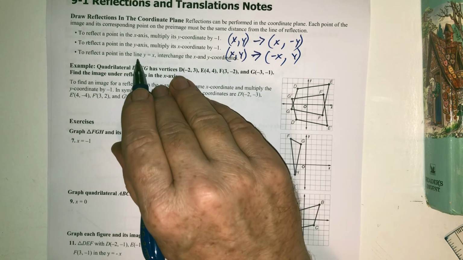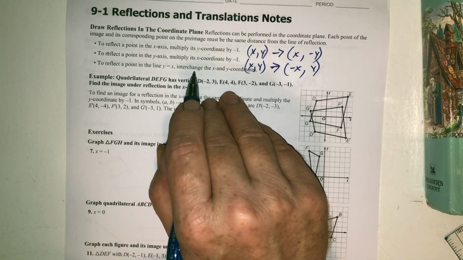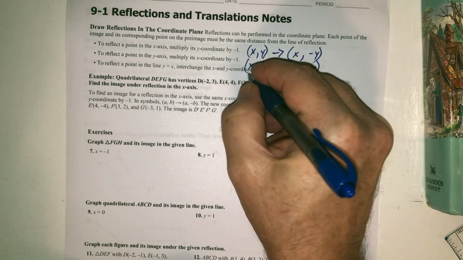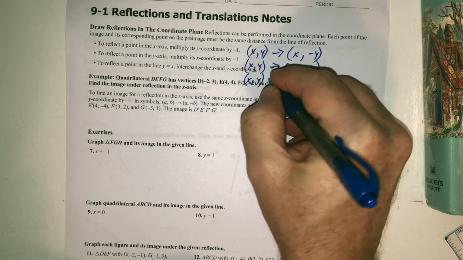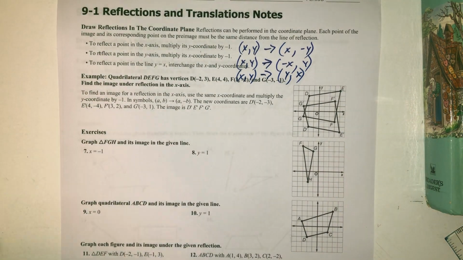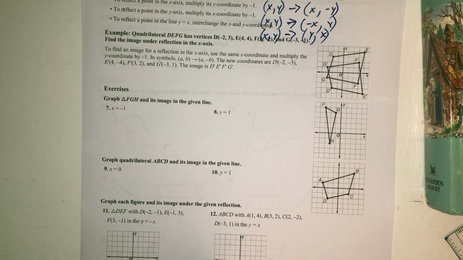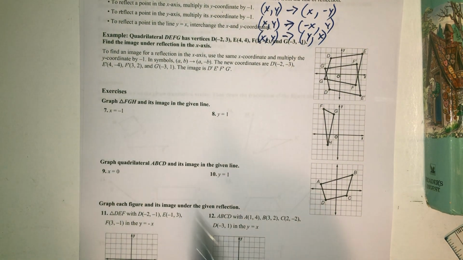And now the rule for reflecting a point about the line y equals x is to interchange the x and y coordinates. So the algebraic rule would be (x, y) changes to (y, x). All right, and that's what you need to memorize when you're doing these reflections. Okay, all right, those are the ones you're going to use on your assignment. So be sure you remember that. All right, let's go look at number 7.